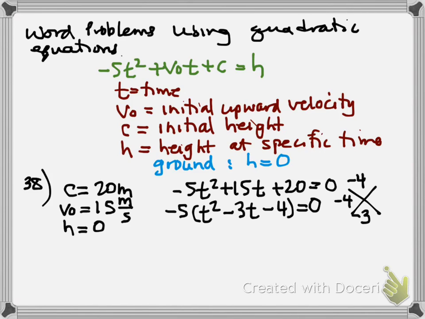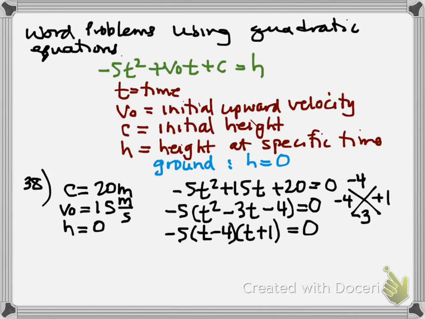Negative 4 and positive 1. So because my quadratic coefficient in the parentheses is equal to 1, these two values actually become the values in the binomials. So I still have the negative 5, and then I have a t minus 4, and a t plus 1. All of that equals 0.